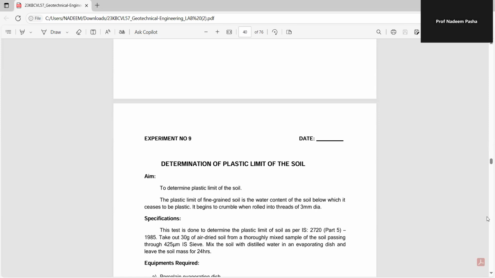So plastic and elastic state: if a material regains its original state on the removal of forces, then it is called as elastic state. If it does not regain its original state, then it is known as plastic state.